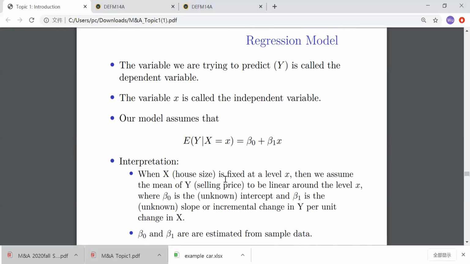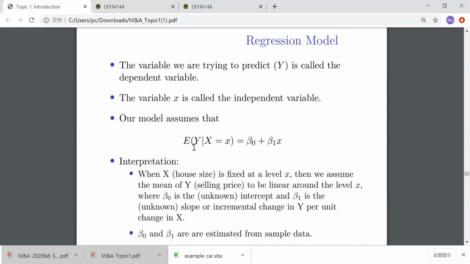That is, we typically use historical data to estimate the relationship between the two variables, right? And after we estimate the relationship, we use this model to predict the expected housing prices or expected return, right? So this is what we do.